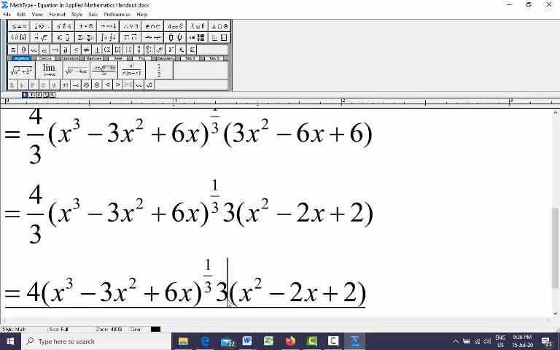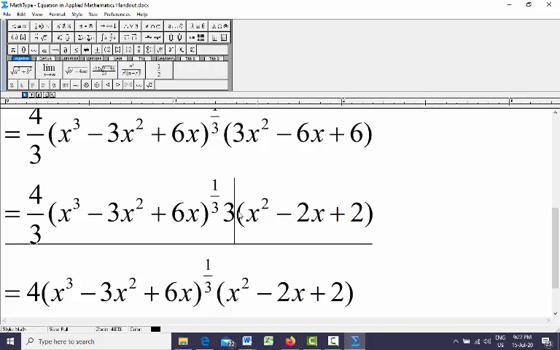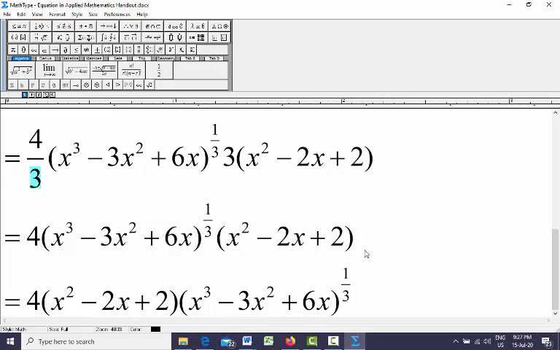So it will be like this, because this 3 and this 3 will cancel each other out. So we will have only 4 here. So 4 multiplied by this one power 1/3 multiplied by x square minus 2x plus 2. That's the answer.